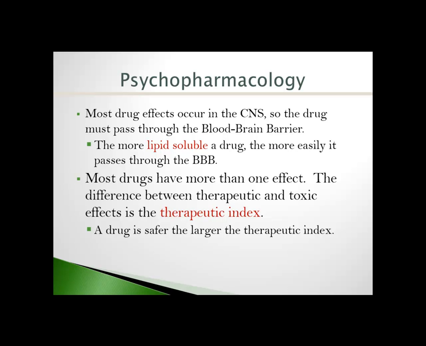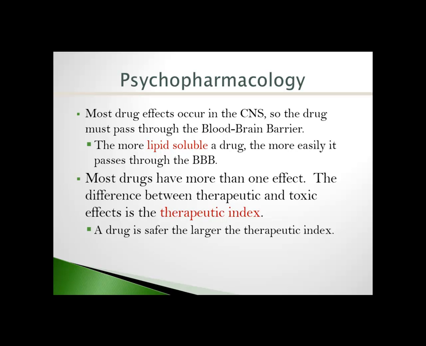You'll remember that the brain is protected by the blood-brain barrier, so why do psychoactive drugs affect the central nervous system? They do so because they can generally pass through the blood-brain barrier, and the more lipid soluble a drug, the more easily it passes through the blood-brain barrier.